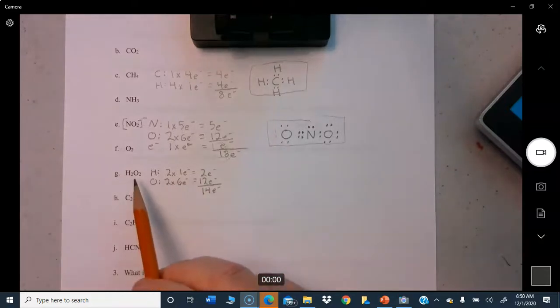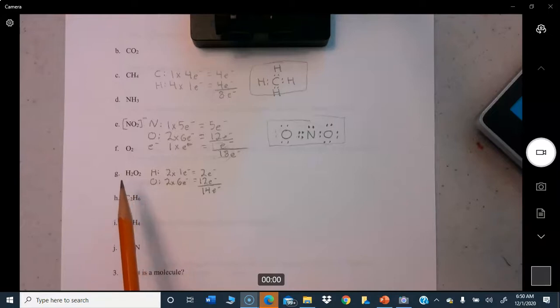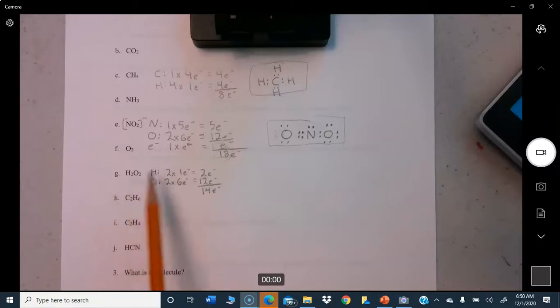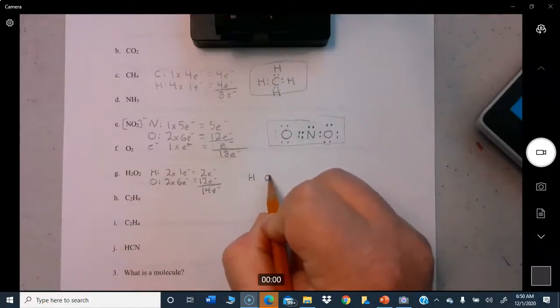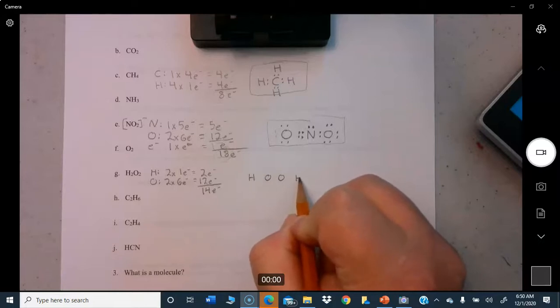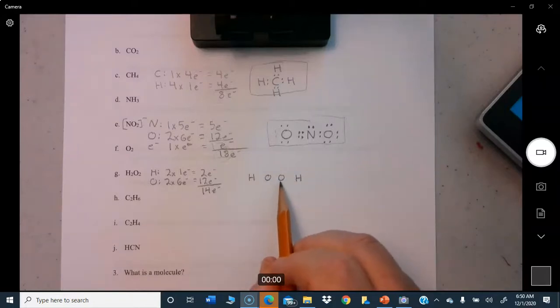Okay, so you have 2 hydrogen, 2 oxygen. The hydrogens cannot be in the middle of the oxygens because they can only bond on one side. They only have one hand, so they can only hold hands on one side. They can't hold hands to two different elements. So we're going to have to draw this like this. Again, you can't have a hydrogen in there.